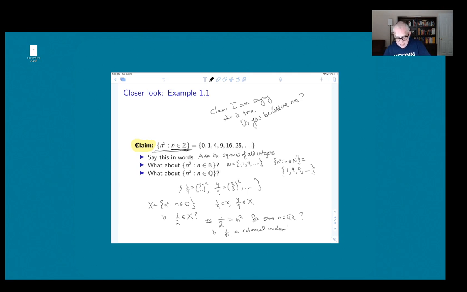But the point I'm trying to make is it's not always completely straightforward to decide whether, just because you've written this down, you can tell if a particular number is in that set.